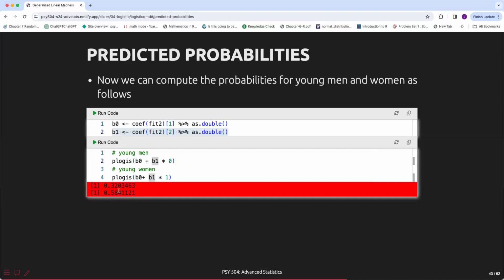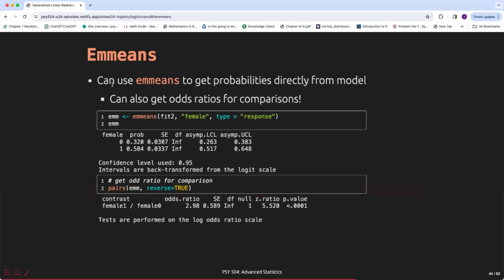So we could do this by hand, or we can use our beloved emmeans to do this for us, which is what I recommend us doing. So with the emmeans function, we can put in our model that we fit and then our predictor variable, and then type equals response gives us the output on the probability scale. So again, we calculated this by hand, but this will give it to us, right? So 0 is 0.32 and 1 is 0.58, so males and females, right?